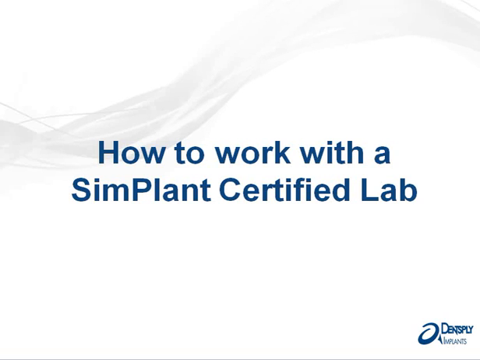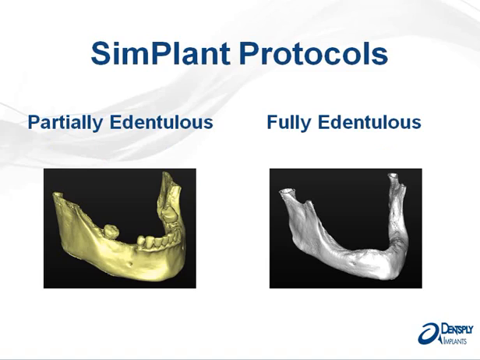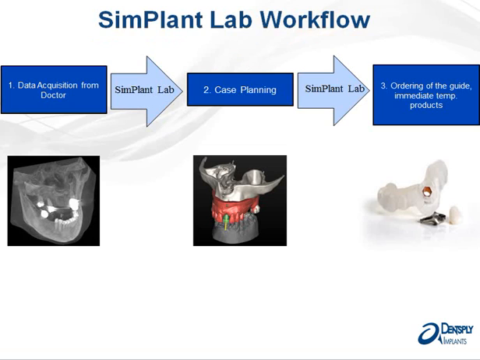Today we'll be taking a look at how to work with a SimPlant Certified lab. It's actually quite simple. There are only two protocols to follow, partially edentulous or fully edentulous case. The process is the same for both protocols. First, the doctor will acquire the information required to perform the case. That information is then sent out to the SimPlant lab, where a complete digitized file will be generated.